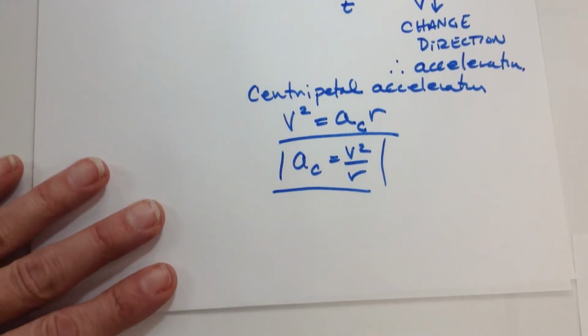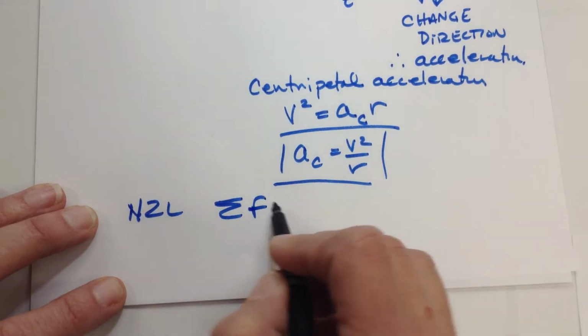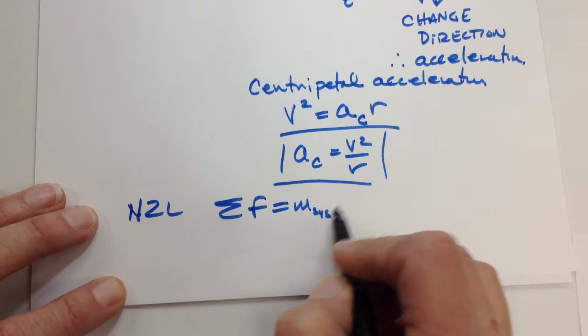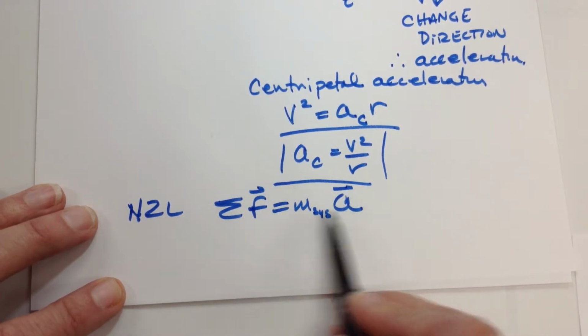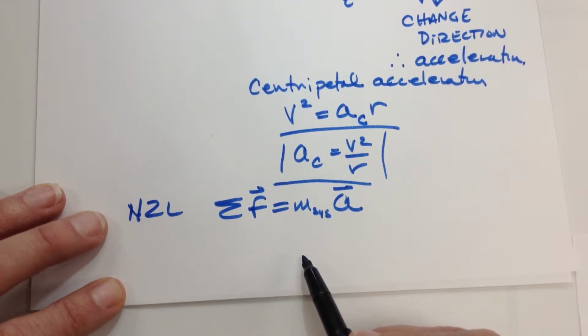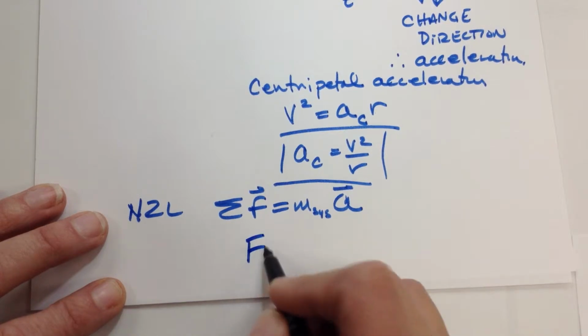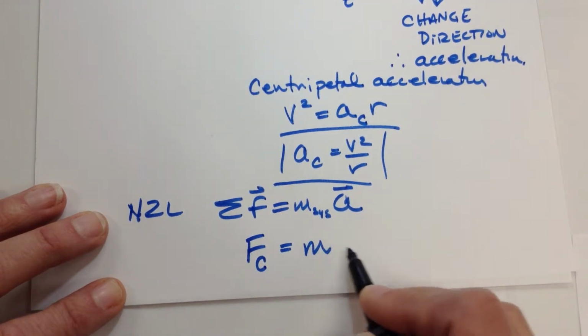Okay. If we apply Newton's second law, which we remember was the sum of the forces is equal to the mass of our system times acceleration, anytime you have acceleration, you will have a net force applied to it. So in this case, the net force for something that is moving in a circle is going to be the force or forces that are responsible for keeping it moving in a circle. And we give it a little bit different name, just like the acceleration. We call it the centripetal force, equal to the mass times the centripetal acceleration.